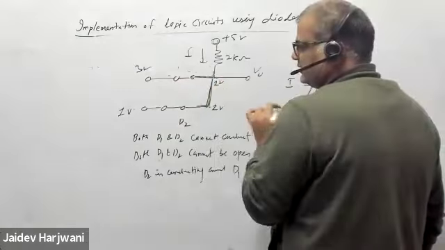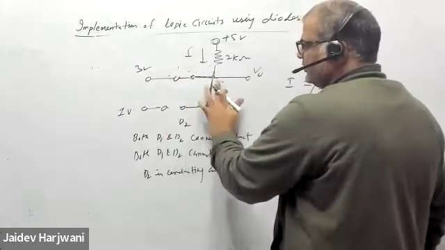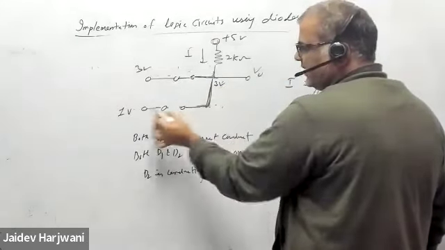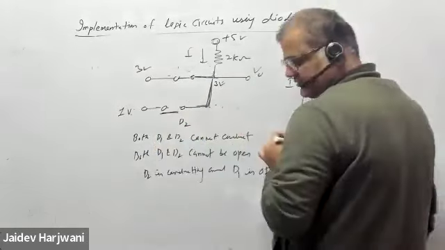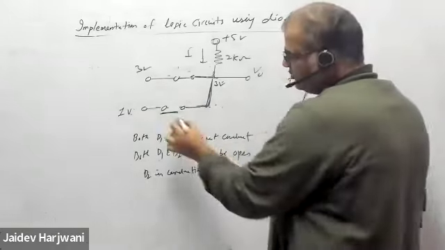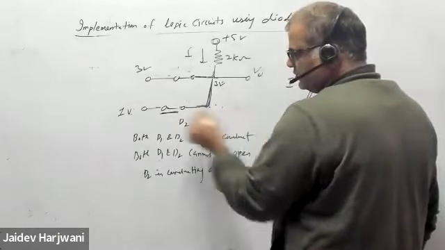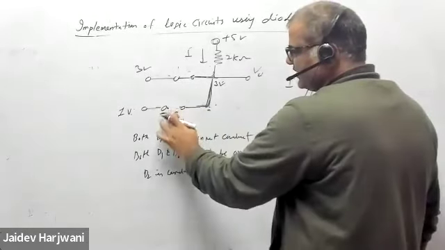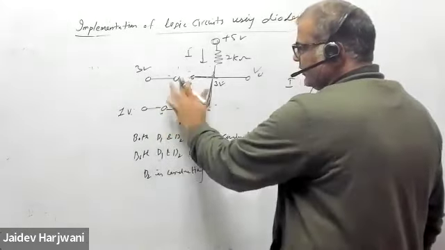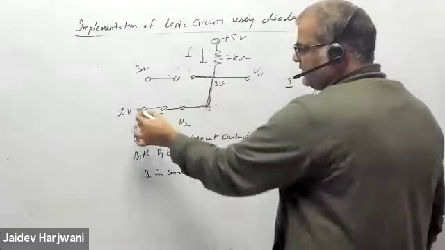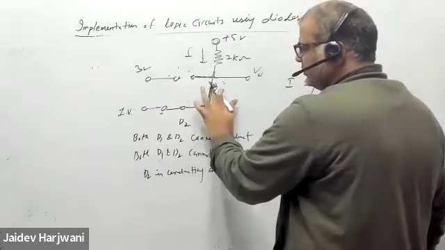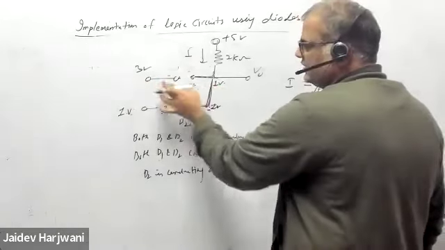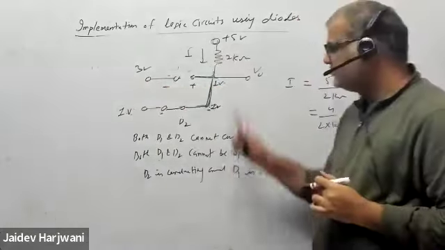If this is conducting and this is not conducting, this becomes 3 volt here, and this 3 minus 1, VD2 becomes positive, so this would also conduct. So that is not possible, both together is not possible. But if I say this is conducting and this is not conducting, this 1 volt will come here. So 1 minus 3. So this is possible.